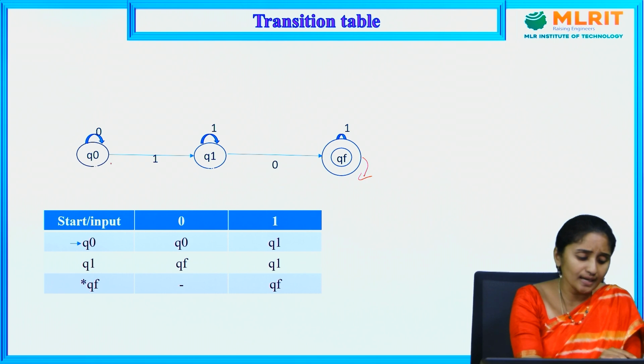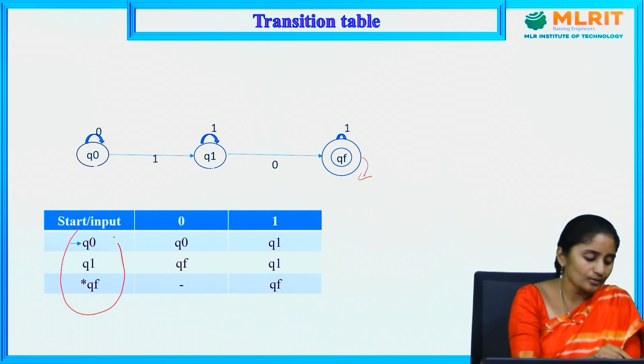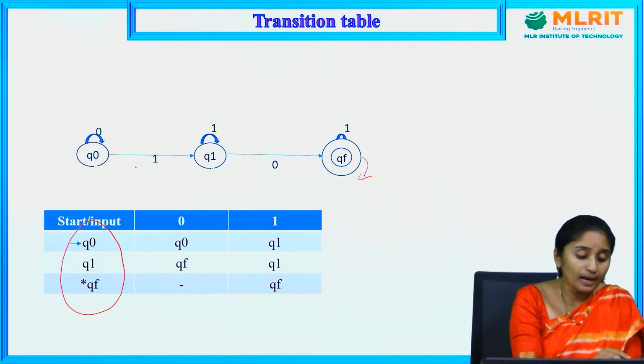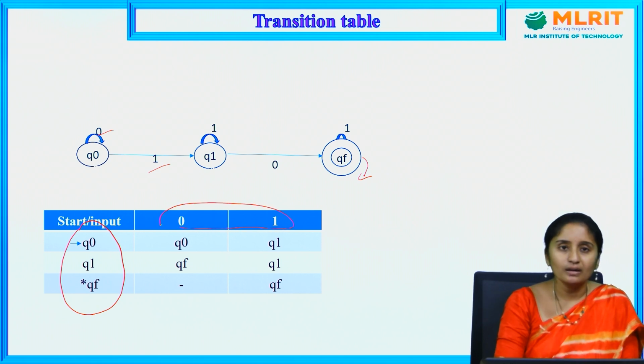Here, how many states are there? There are 3 states, Q0, Q1, QF. I have written here, Q0, Q1, QF are the states. What are the inputs I am having in the transition diagram? 0 and 1 are the inputs.